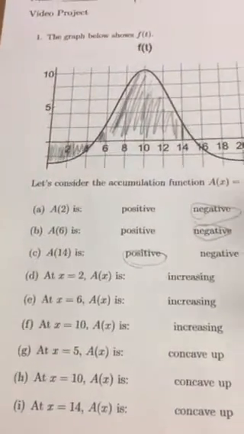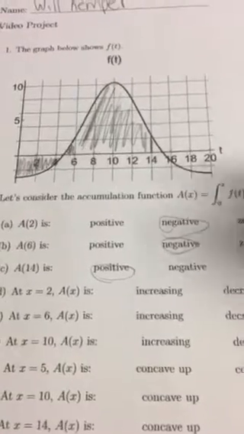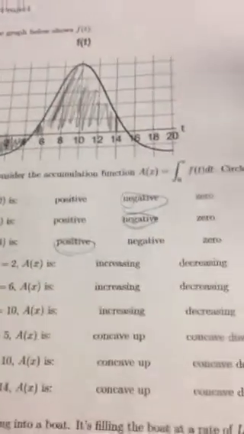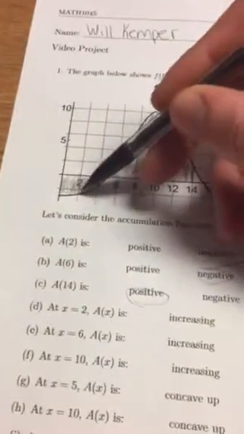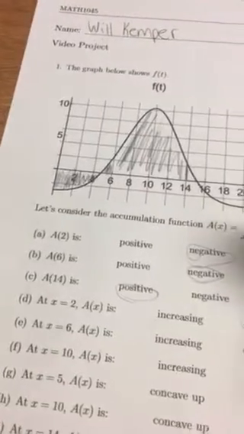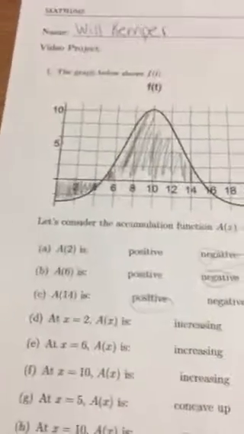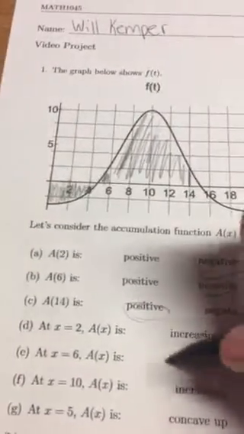And for D through F, it's going to ask you if it's increasing, decreasing, or flat. And at 2, it is under the x-axis, which makes that decreasing. And when it's above the x-axis, that is when it's increasing. So 6 and 10 would both be increasing.